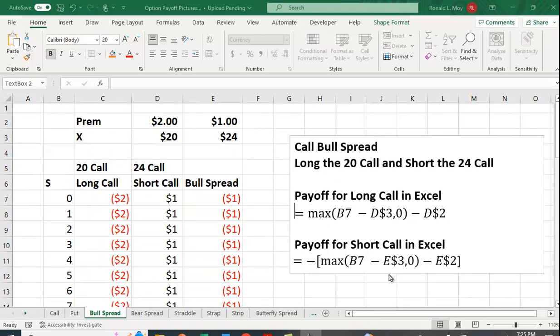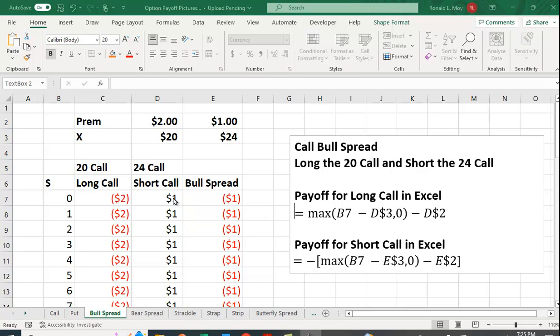Likewise, when you put in the payoff for the short call, it's really the payoff for the long call, and it's just the negative of that. So I'm just going to put in the payoff for the long 24 call, which would be stock price, minus the exercise price, which is in E3 here, or 0, and then subtract out the premium.